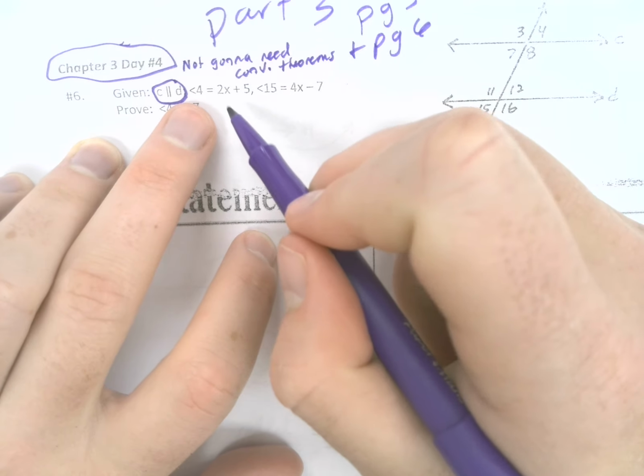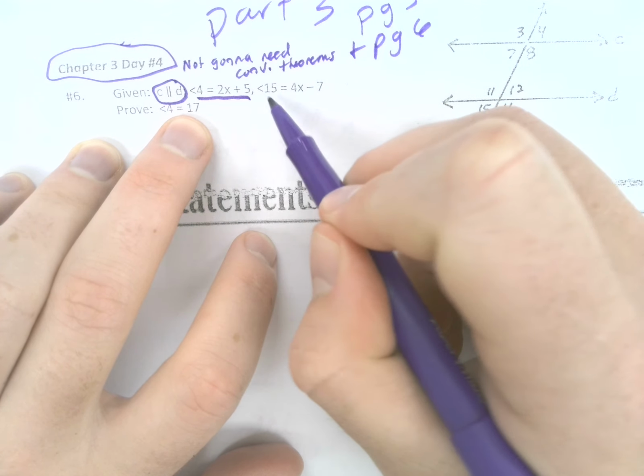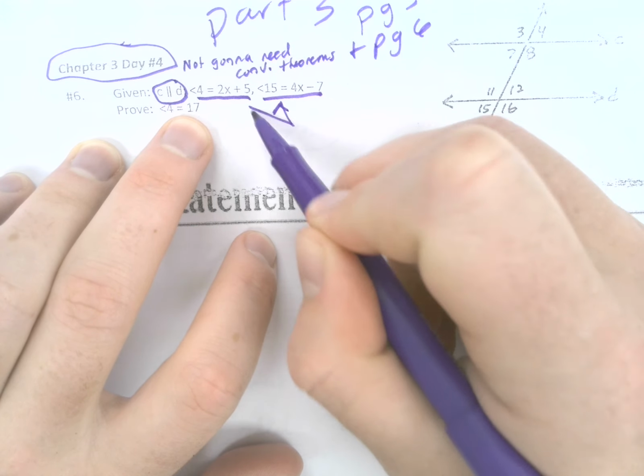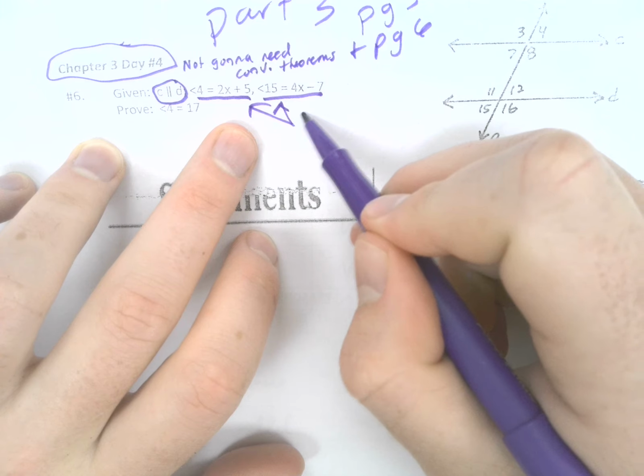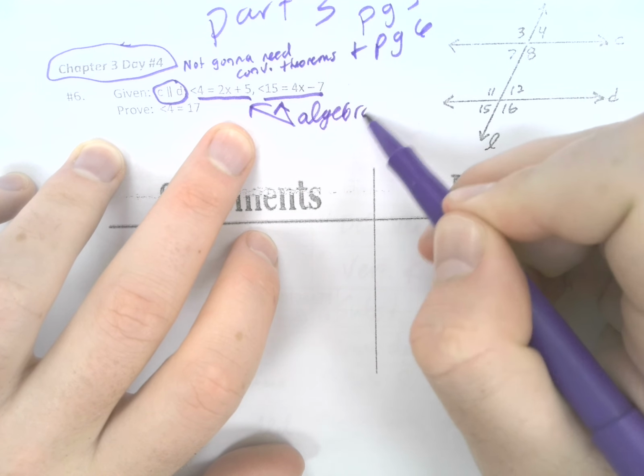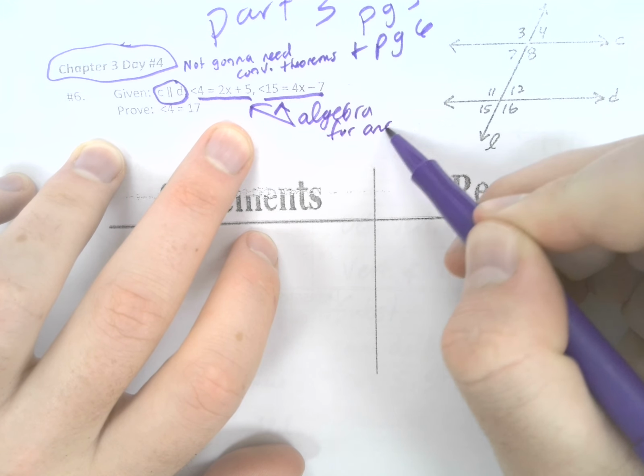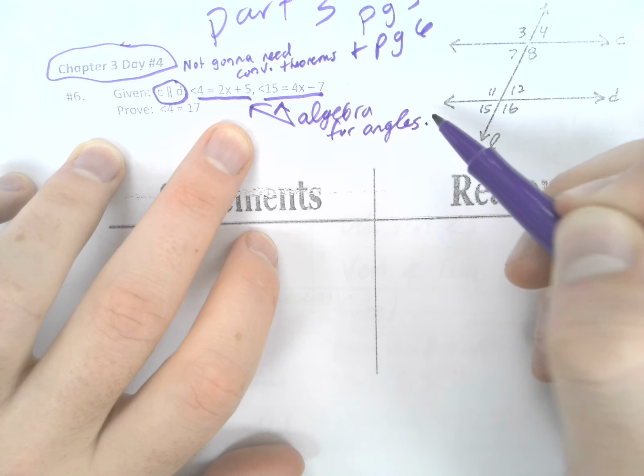Now, something else. We're told what this is and we're told what this is. And as soon as I see algebra for angles, what do you guys think I'm thinking?